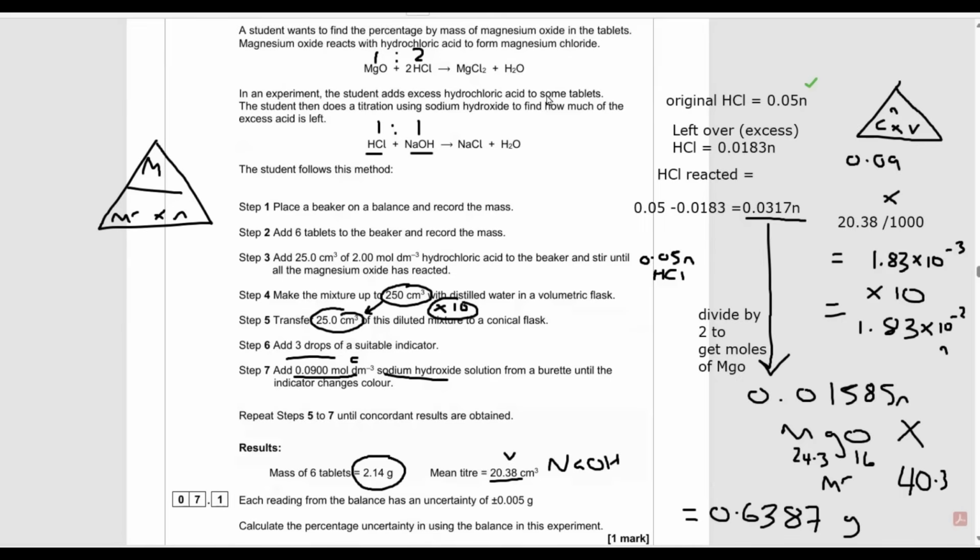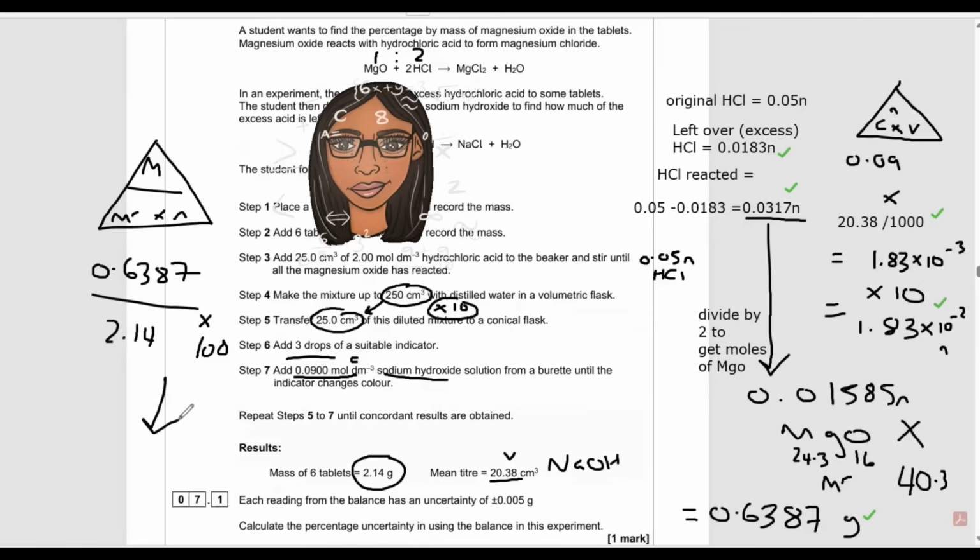I now need to work out what percentage of the 2.14 was magnesium oxide. So I take my 0.6387 and I divide it by 2.14 grams, which is the total mass. So it's the mass of the MgO over the mass of the whole tablet and times 100. And so we'd be up to 5 marks right now, and we just need to do this to get the 6th mark. There we go. And what is that going to equal?